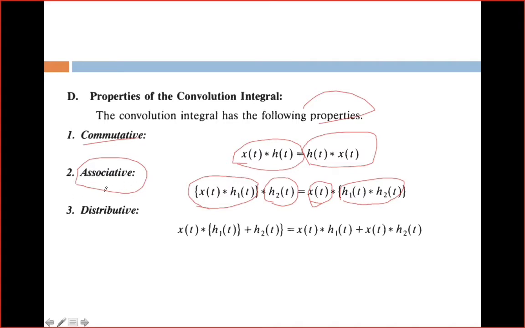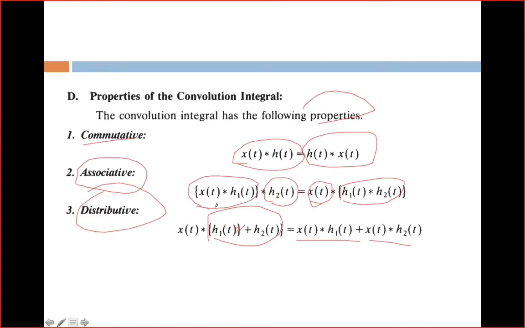And the distributive property. The distributive property says that x of t convolution the sum of h1 of t plus h2 of t can be determined by x of t convolution h1 of t plus x of t convolution h2 of t. So these are the three important properties of the convolution integral.